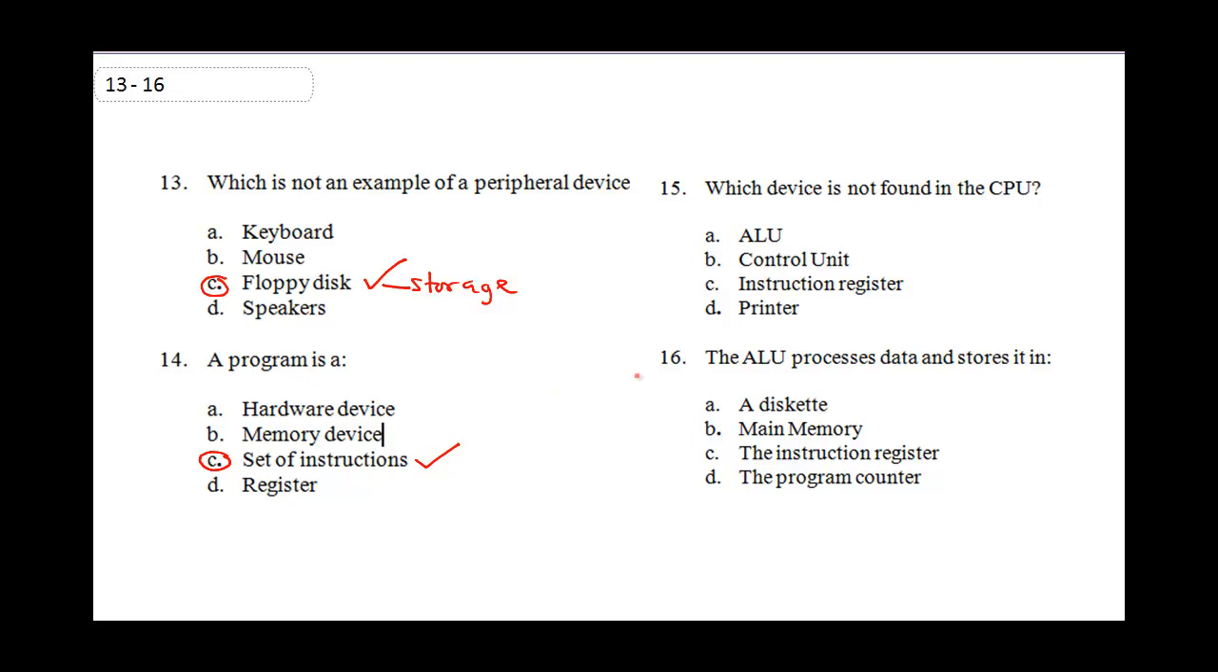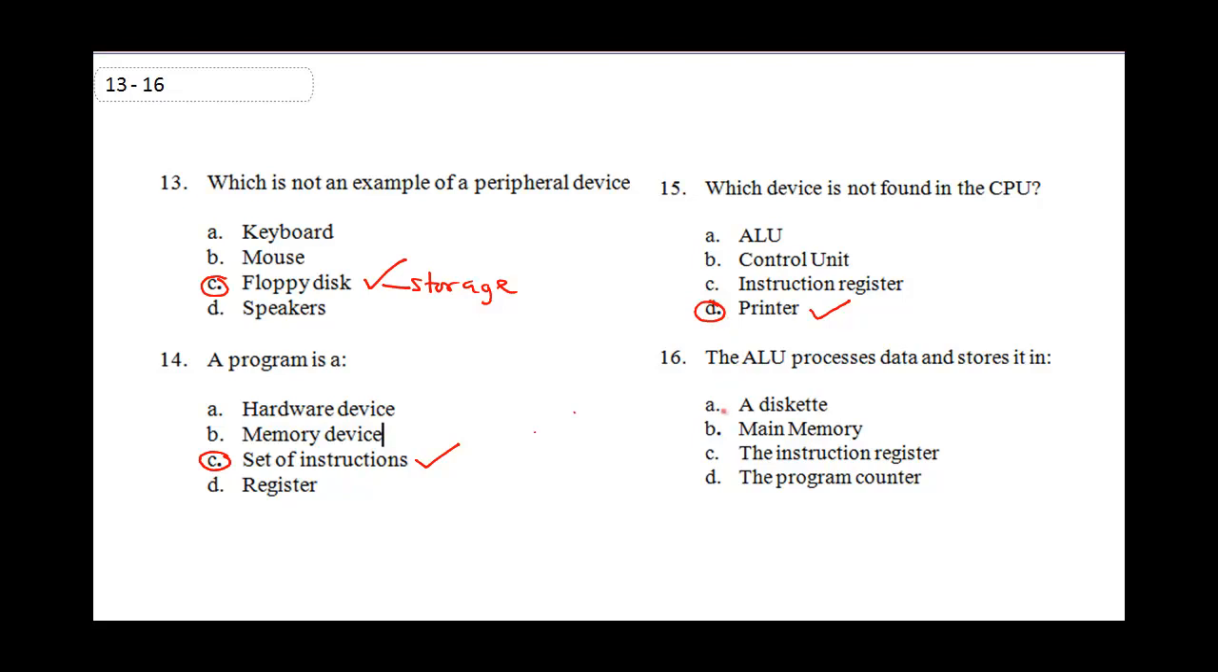Now, question 15 says, which device is not found in the CPU? The CPU is called the Central Processing Unit. It contains the ALU, which is the Arithmetic and Logic Unit. It contains the Control Unit. It also contains the Instruction Register. But the CPU does not contain a printer. Remember I told you a printer is actually an output device, and you can also say a printer is a peripheral device. So the CPU is a main part of the computer.